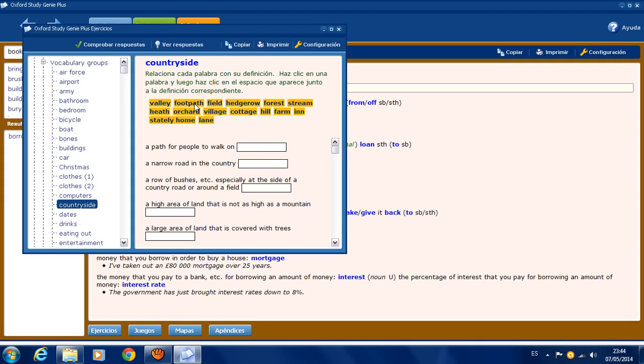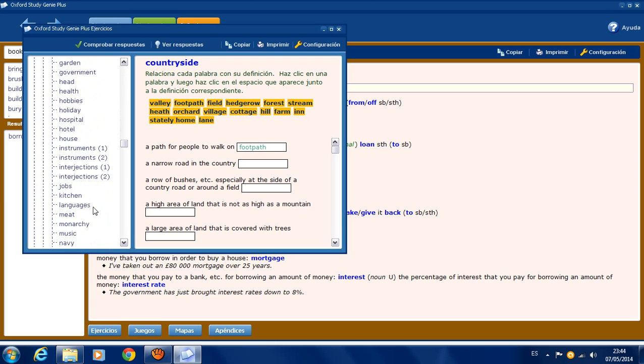Valley? No. Footpath? Probably. So you click on the blank and then you click on the word. Oh no, you click on the word first, then you click on the blank. Let's check it here. Correct. What a brainy. Just kidding.